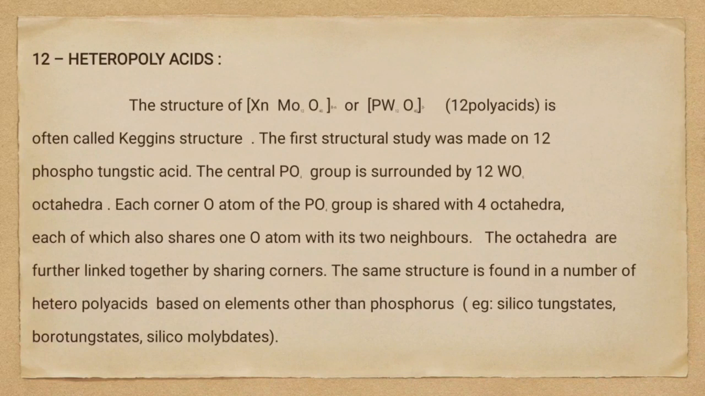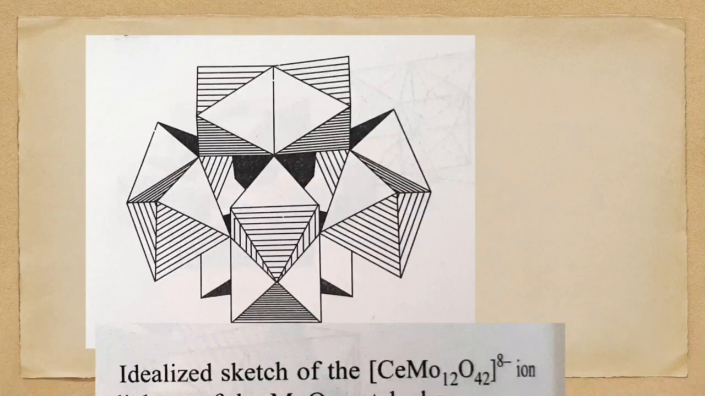Structure of heteropolyacids. 12 heteropolyacids. The structure of this acid is often called Keggin's structure. The first structural study was made on 12 phosphotungstic acid. The central PO4 group is surrounded by 12 WO6 octahedra. Each corner oxygen atom of the PO4 group is shared with 4 octahedra, each of which also shares one oxygen atom with its two neighbors. The octahedra are further linked together by sharing corners. The same structure is found in a number of heteropolyacids based on elements other than phosphorus. The structure is given in this slide.